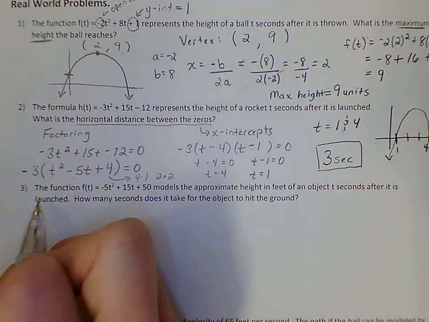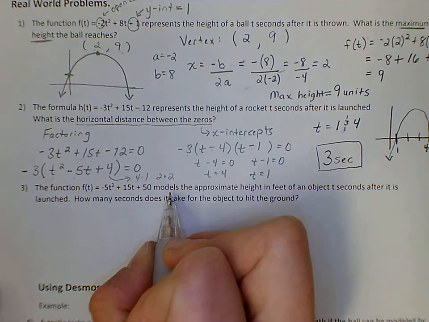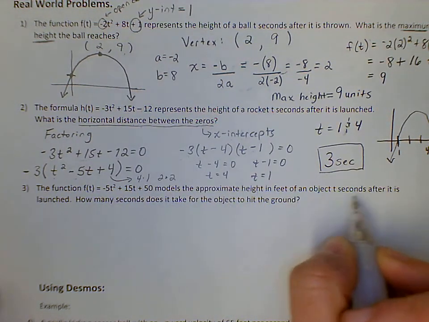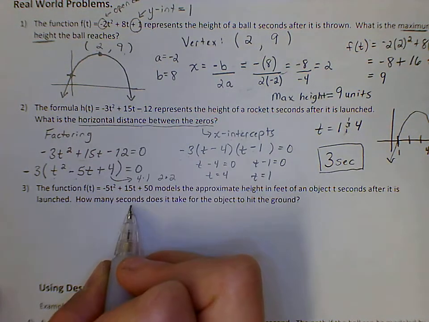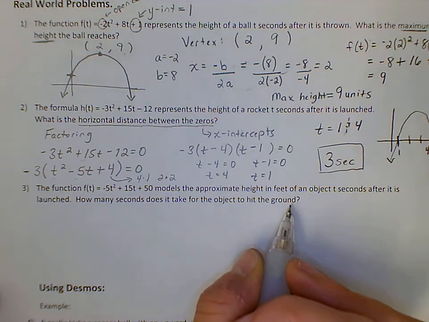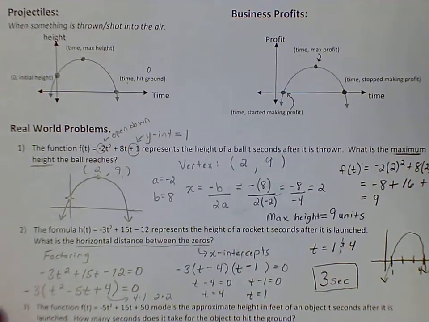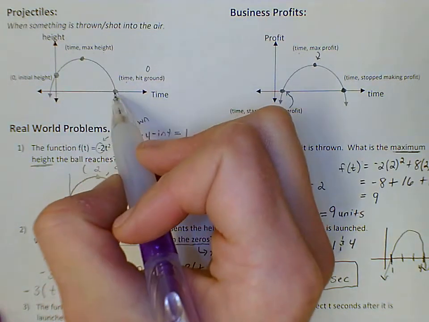It says number 3, the function, there's the equation, that models the approximate height in feet of an object t seconds after it is launched. How many seconds does it take for the object to hit the ground? Okay, so if you go back up here, it's something else that's being thrown. So we talked about it goes up and then it comes back down and it hits the ground.